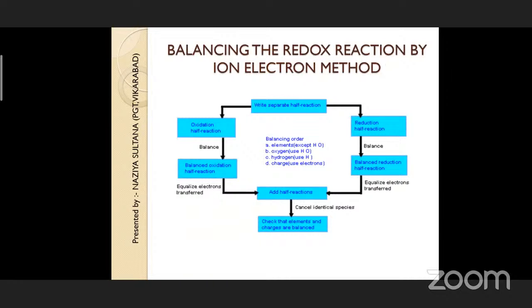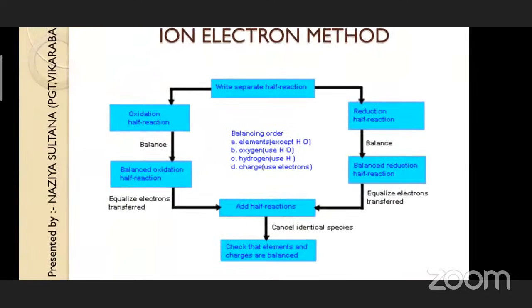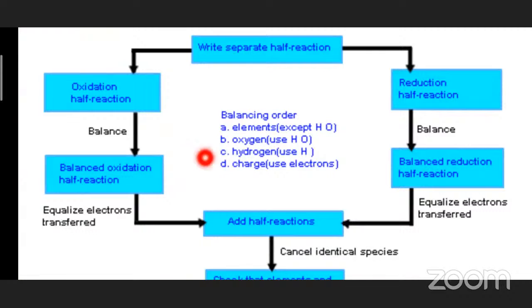Now comes the balancing of the redox reaction by the ion electron method. This also requires the same first step: we have to identify the elements which are undergoing oxidation and reduction. Once we identify the elements, we have to classify the reaction into two types, that is the oxidation half reaction and the reduction half reaction. Then we need to balance the elements. This is the balancing order.